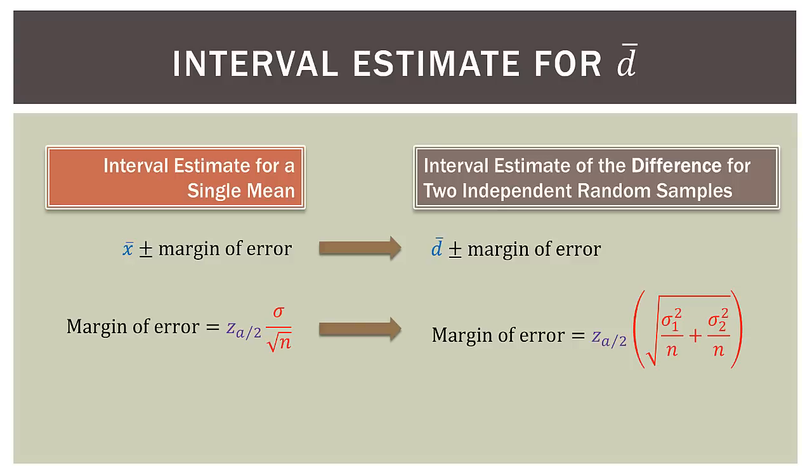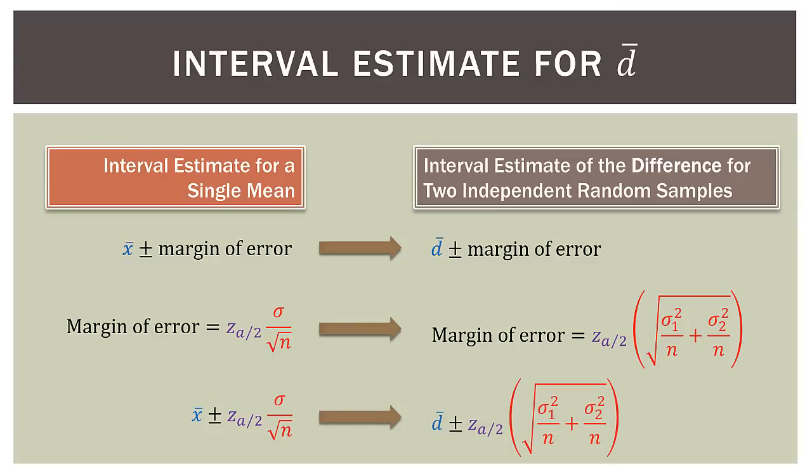Z sub alpha over 2 times the standard error of the 2 sample case. So, same basic structure. When we put this all together, the interval estimate becomes x bar plus or minus z sub alpha over 2 times the standard error for the single mean case. And then on the right, we have d bar plus or minus z sub alpha over 2, and then the standard error on the right. Same structure. Whether it's x bar or d bar, the z alpha over 2 is the same, and the standard errors function the same, but the formulas are a bit different because we're using 2 samples over here on the right. But same idea.